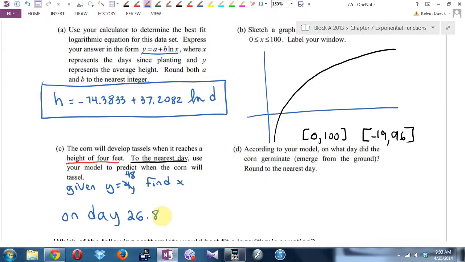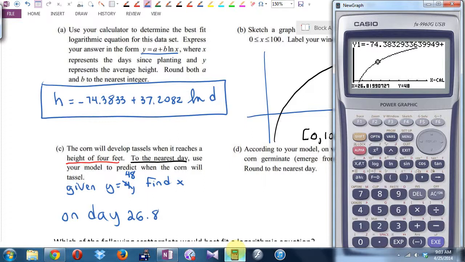According to your model, on what day did the corn germinate? Did it emerge from the ground? If it emerges from the ground, what's its height? Since it's starting in the ground, we could think of that as a negative height. Okay, so what do we really want to find? We want to find that. What do we call that point on any graph? X-intercept, except on your graphing calculator, what do they call it? Oh, ironically, we're finding the root of corn.